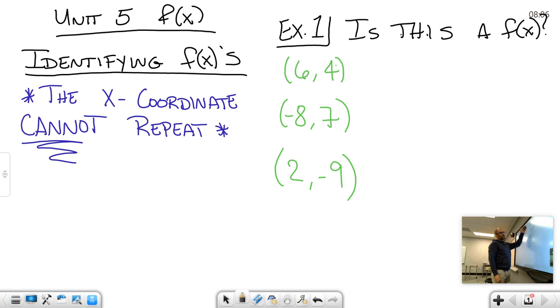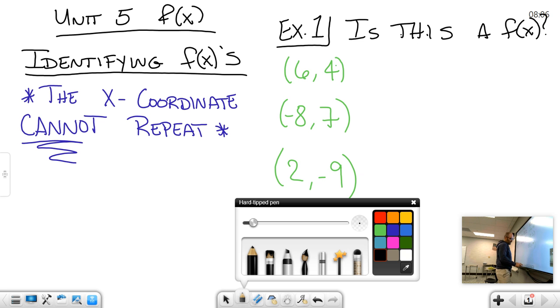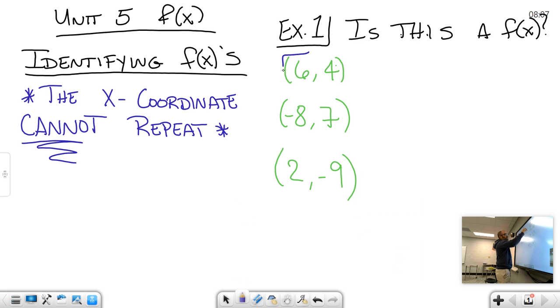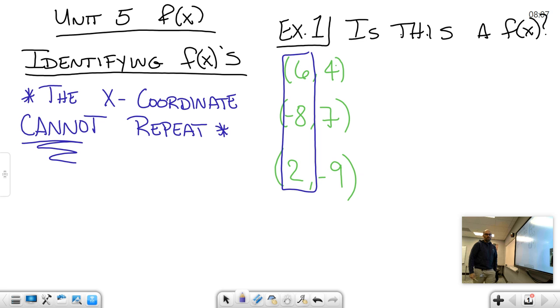So what we're going to do is look at these points. I have 6, 4, negative 8, 7, 2, negative 9. And if I go by my rule over here, the x cannot repeat, all I'm going to look at are these right here. These are going to tell me if this is or is not a function. None of my x coordinates repeat. Therefore, this is a function. My x didn't repeat there, so we're good. That is a function.